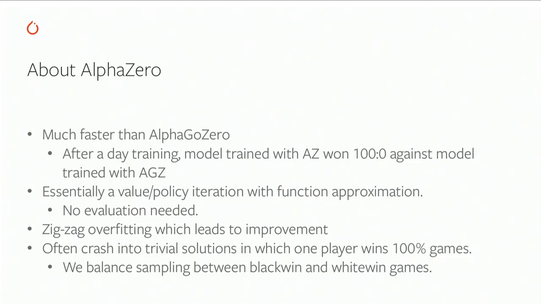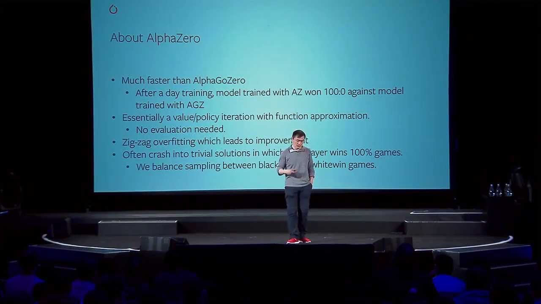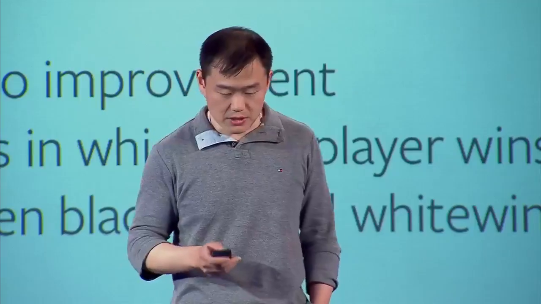It turned out that Alpha Zero is much faster than AlphaGo Zero. You easily see that the model trained with Alpha Zero can win 100 to 1 against the model trained with AlphaGo Zero. So we basically switched to Alpha Zero after a few iterations. There are other findings in the paper, and we're going to list them in the arXiv submission. So I'm not going to go into the details here.